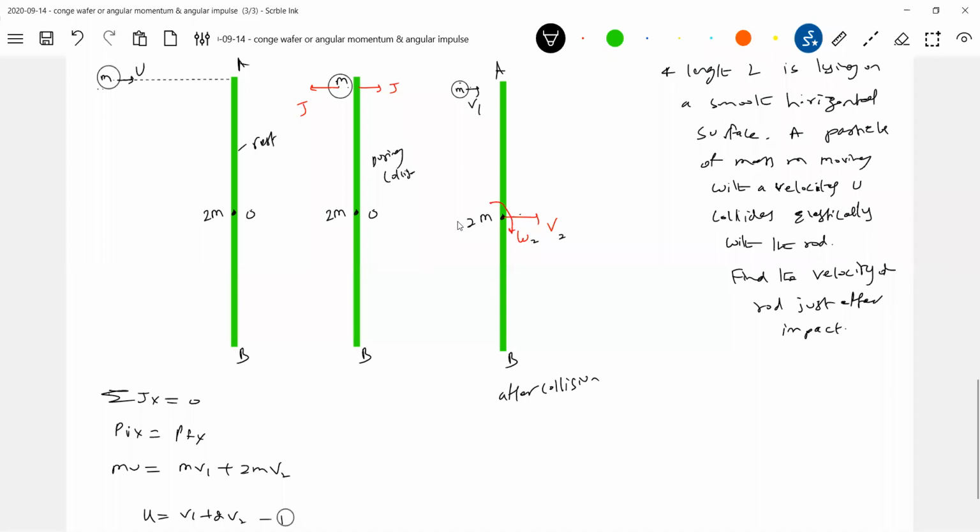Then the next question comes: elastic collision. That also we can take help of. Can we apply coefficient of restitution? Yes, we can apply. So what is this? This is the line of impact.